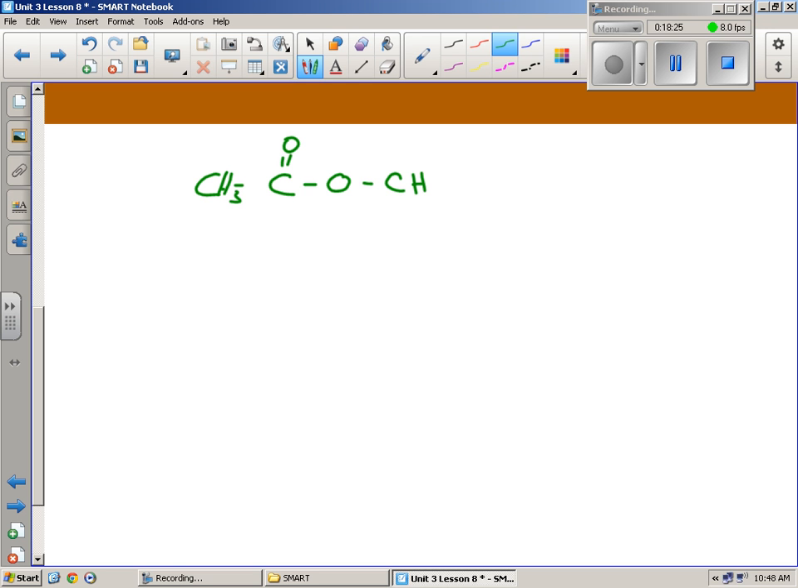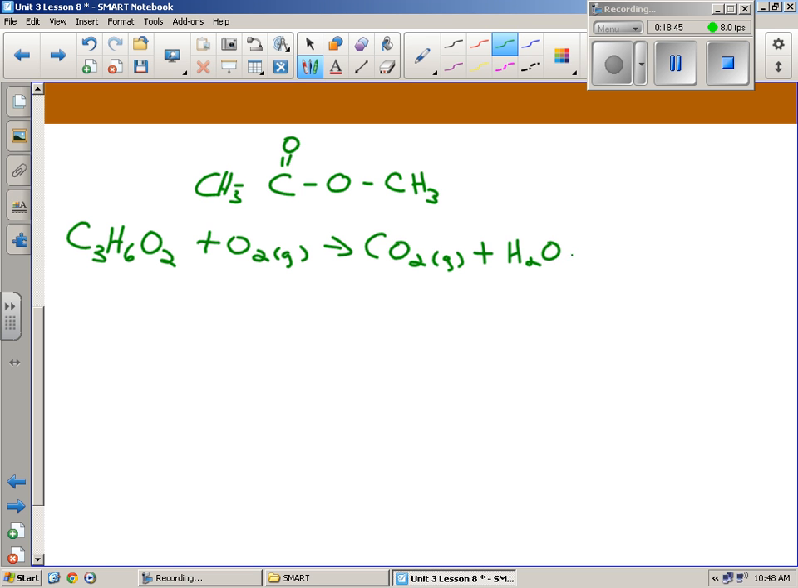We need to fill in the rest with H's, of course. So H3. The chemical formula for that is C3H6O2. Sorry, I need 3 there, don't I? Combustion: O2 gives CO2 and water, liquid. Because it's a bomb calorimeter, water is a liquid. That makes a difference because there are 2 different numbers for heats of formation for gas and liquid.